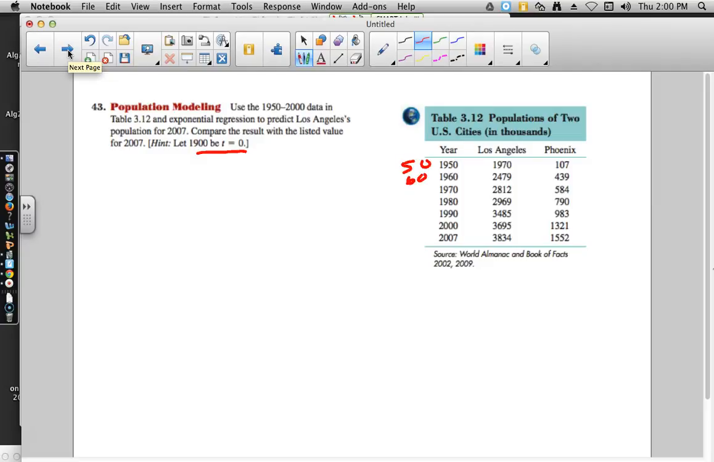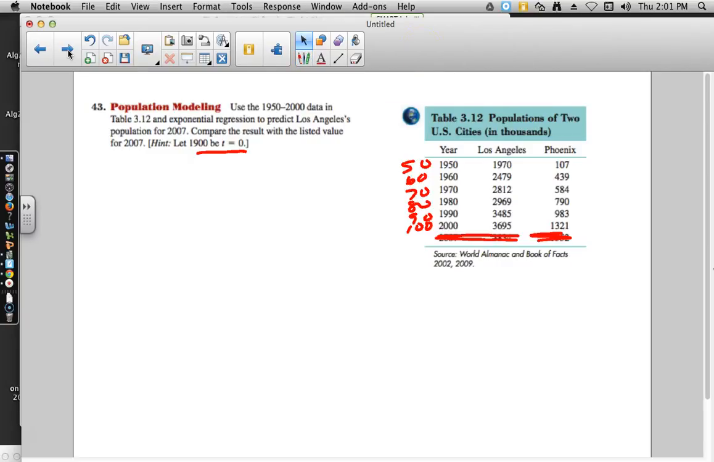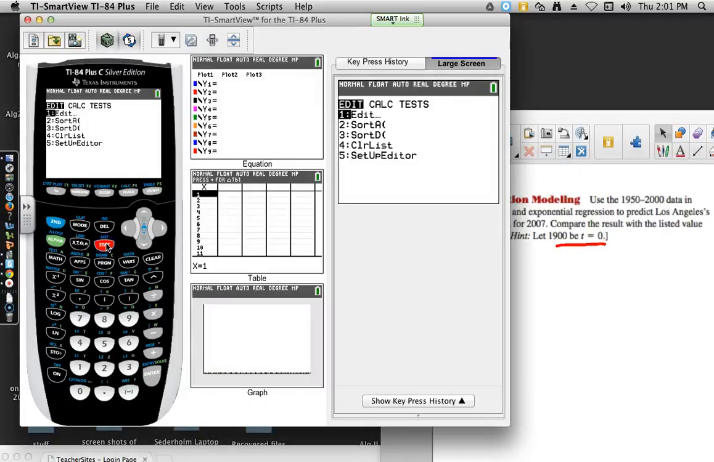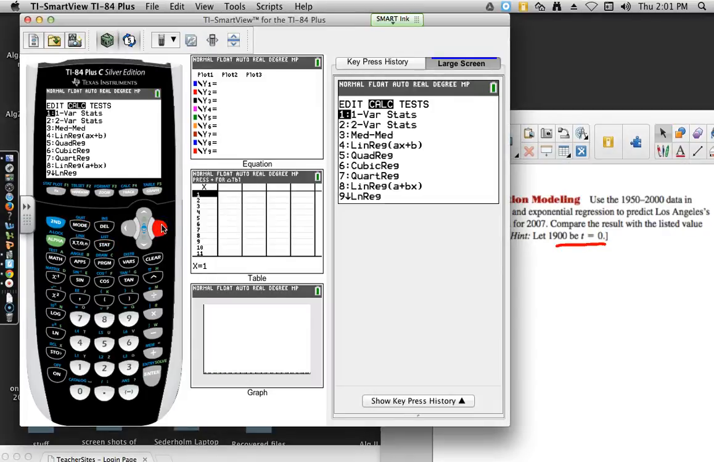So it would be 50, 60, 70, 80, 90, 100. And then we're not going to put that one in, and here's why. Your book seems to be leaving that information out when they want to ask us about those individual dates. So we'll go ahead and get that into the calculator. When I put it in, I didn't want to mess with the thousands. I wanted everything to be right there.